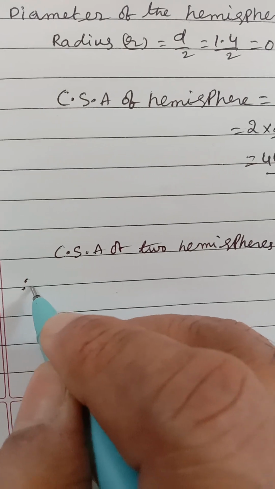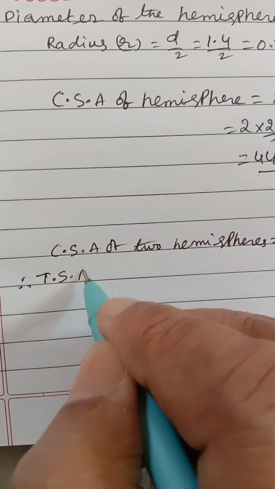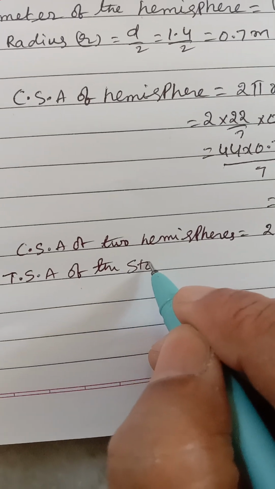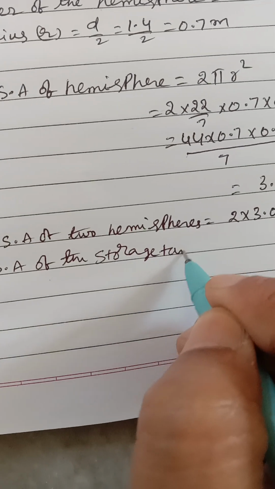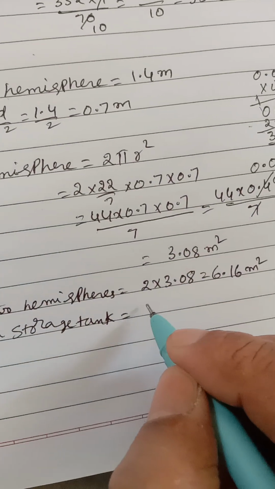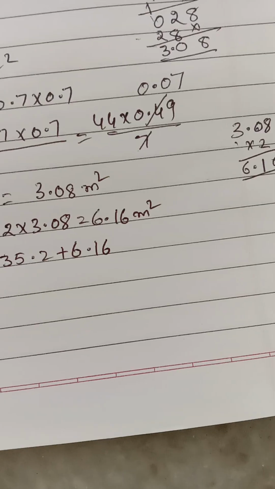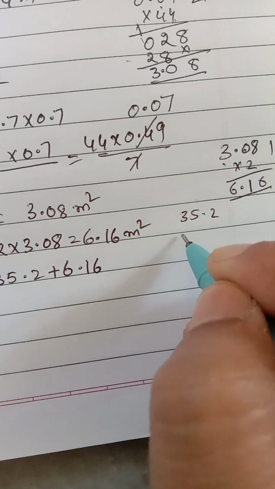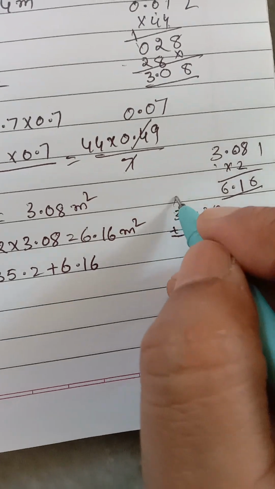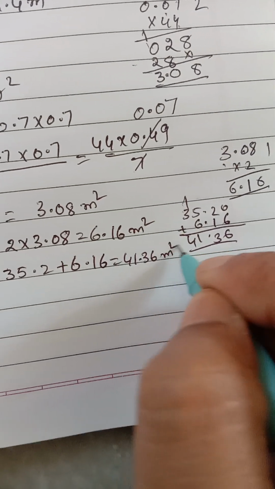Therefore, total surface area of the storage tank is equal to 35.2 plus 6.16, which is 41.36 meter square.